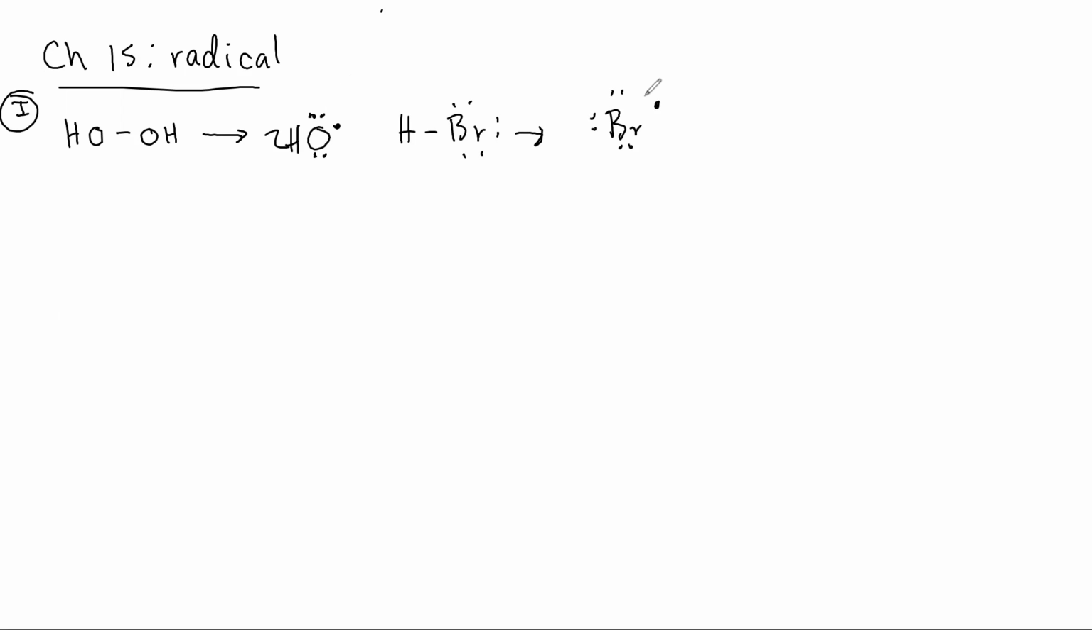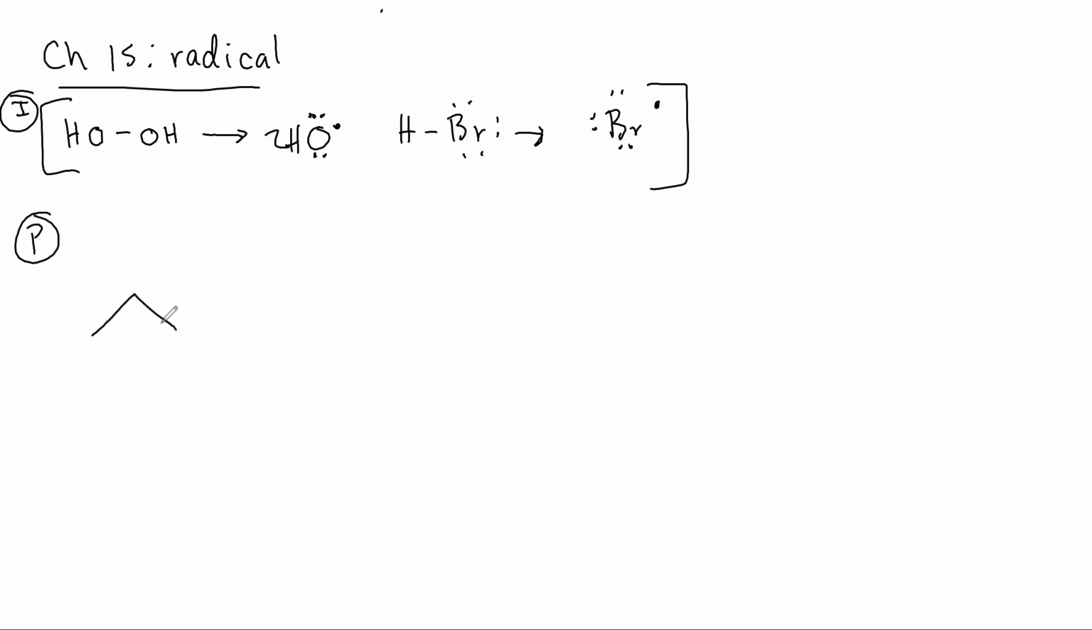Technically, if you followed the rules from before, if we start with no radicals and we end up with two radicals, that's initiation. That would be this step right here. The only reason why we don't really consider that alone the initiation is because that's not actually what we're after. We are after this bromine radical. So that is why we consider this whole thing initiation rather than just this first step. And then, of course, initiation, as always, is followed by propagation.